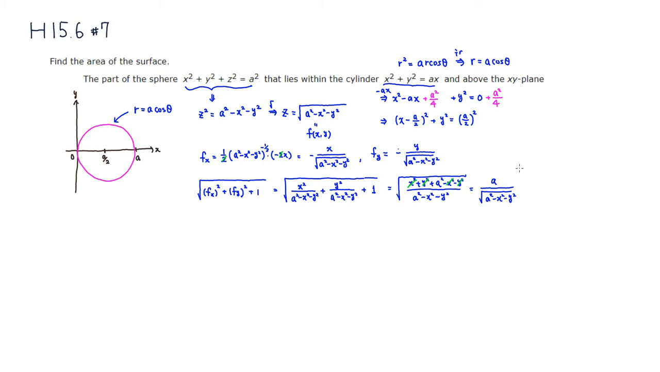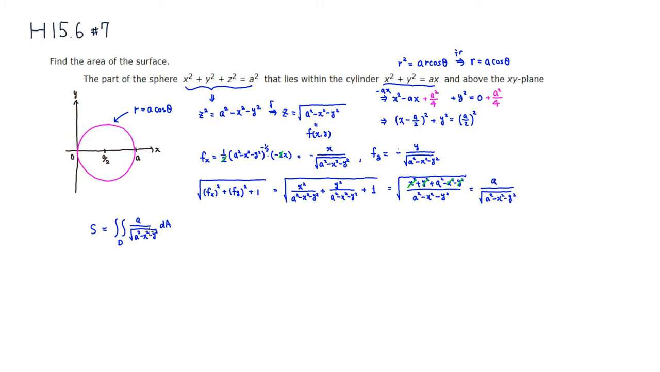All right, then we want to integrate it. So we want to find the surface area S. It's going to be a double integral over this disk D. I'm going to call this guy D. And then the integrand is going to be a over the square root of a squared minus x squared minus y squared, and dA. All right, so this would be the surface area.